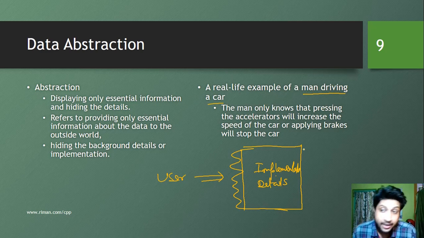But a car engineer, or whoever builds the car, actually needs to understand how this is happening, how when you press the accelerator the speed is increased, or how when we apply the brake the car will stop. These details are essential for the engineer, but not essential for the driver, the man who is driving the car. This is how, in real life, we can see data abstraction everywhere.